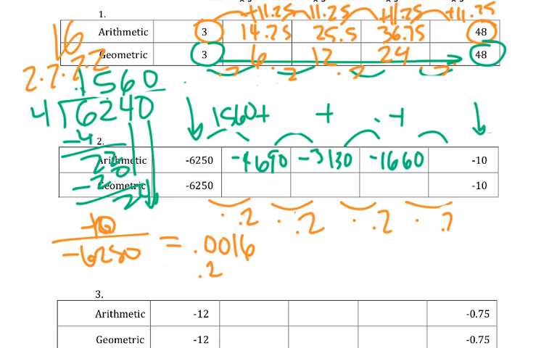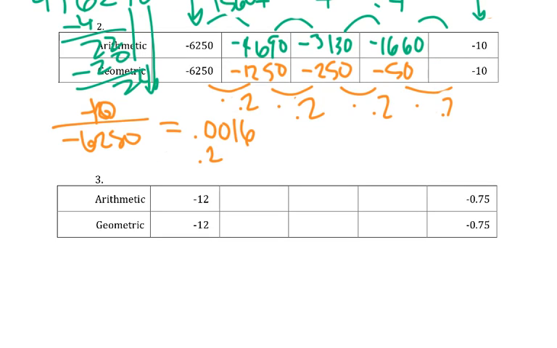So negative 6250 times 0.2 would give us negative 1250, times 0.2 gives us negative 250, times 0.2 would give us negative 50, times 0.2 would give us negative 10. Alright, so the last one.